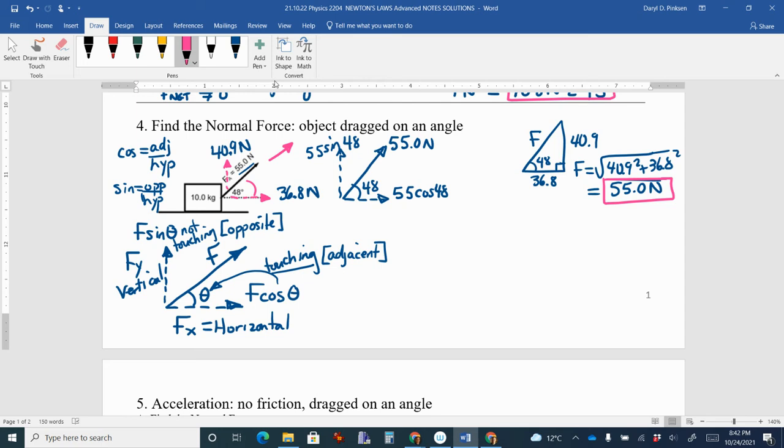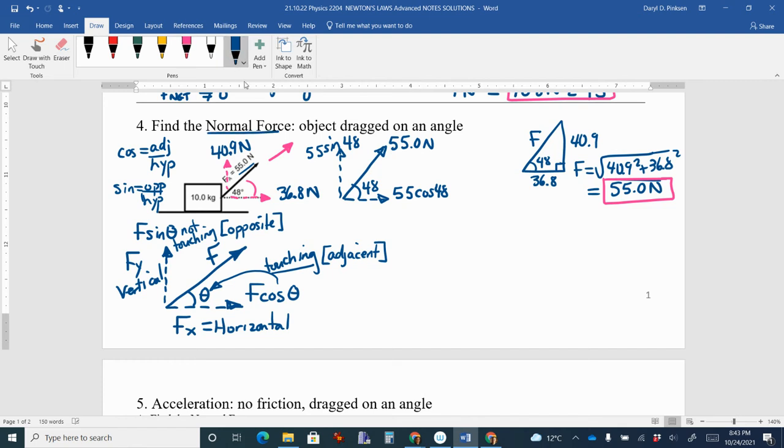Everything all fits together here, right? If you use the cosine to find the horizontal component, you use the sine to find the vertical component, and lo and behold, when you do the Pythagorean theorem on it, this happens, right? You get the original number back. Very cool. So now I'm being asked, what is the normal force here?